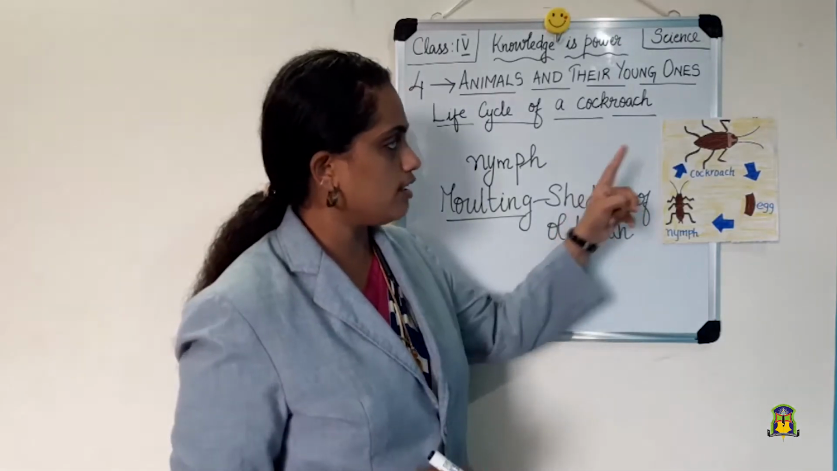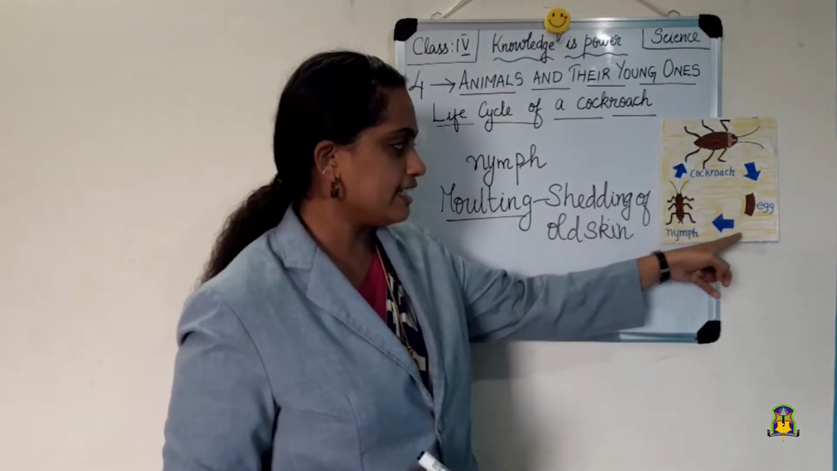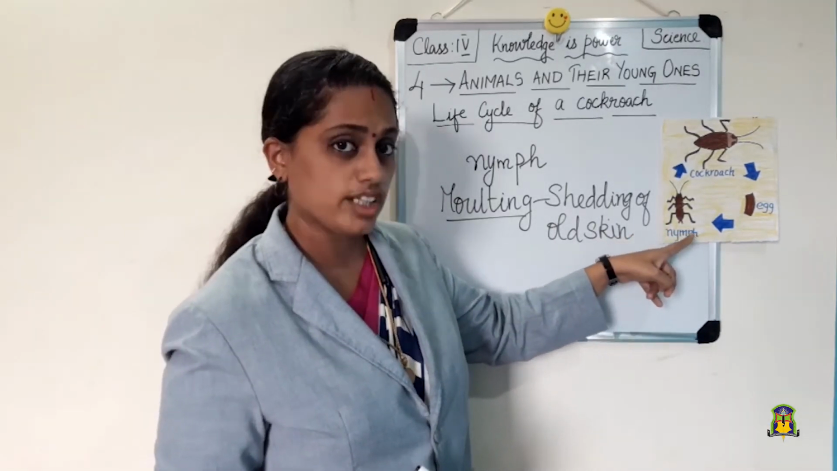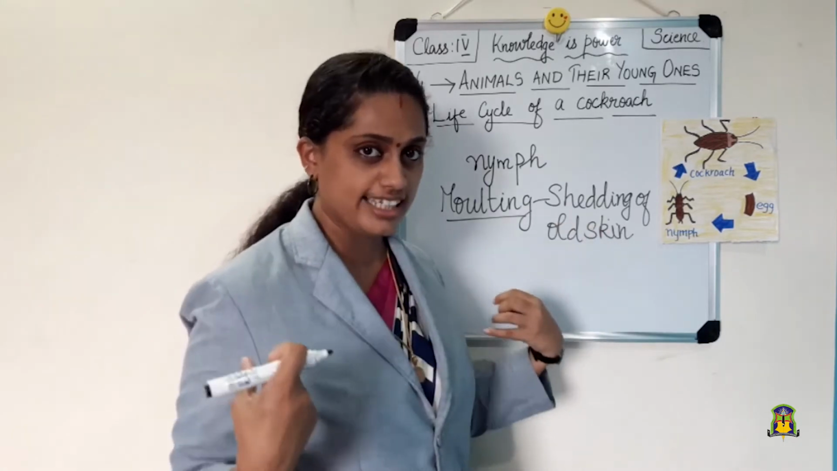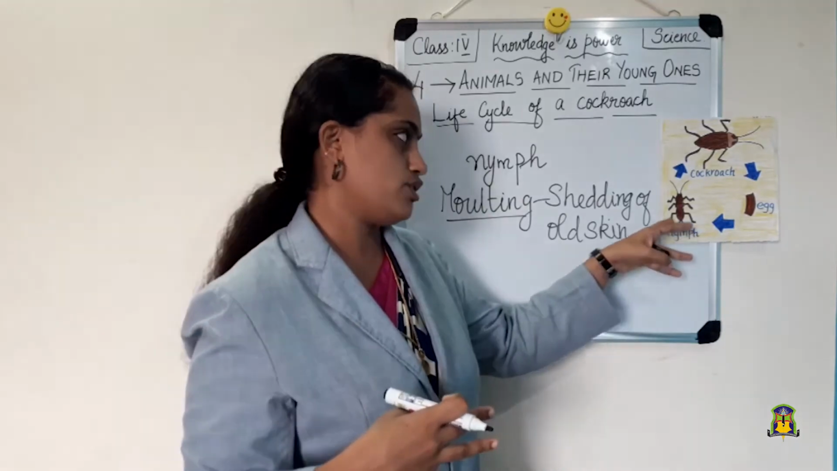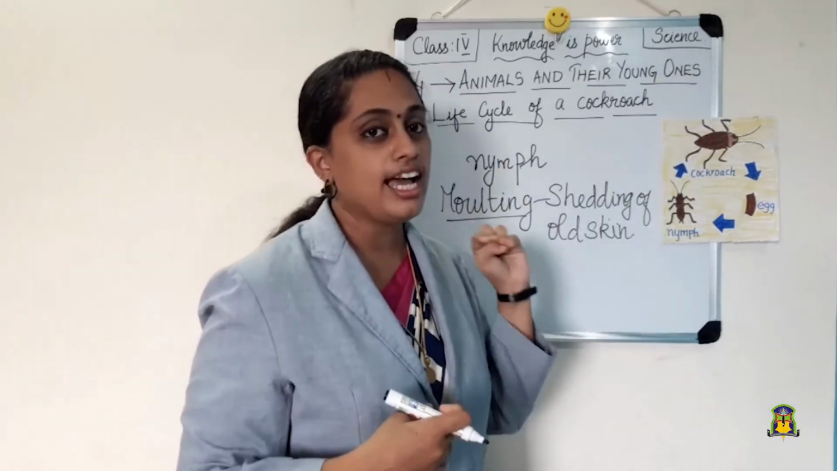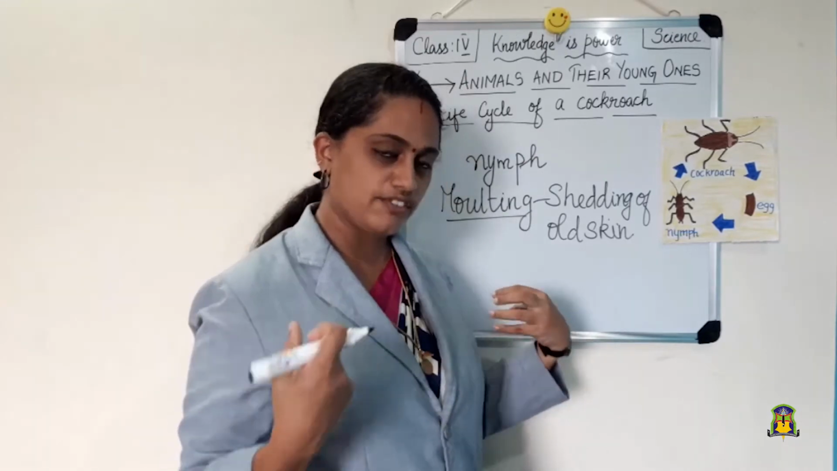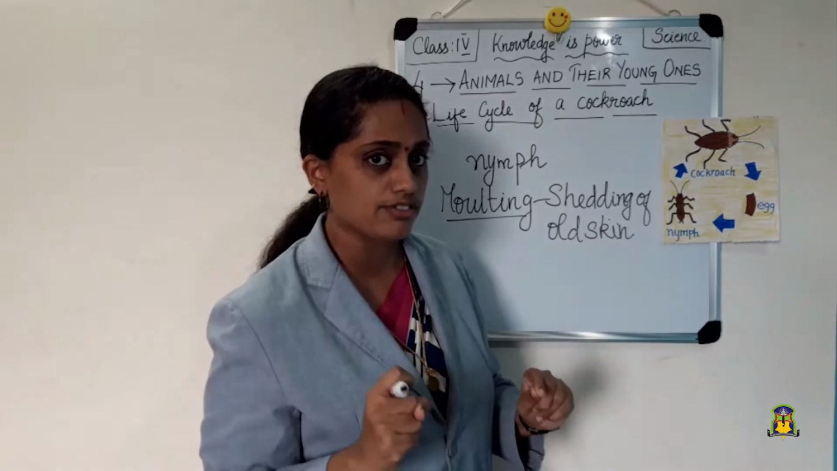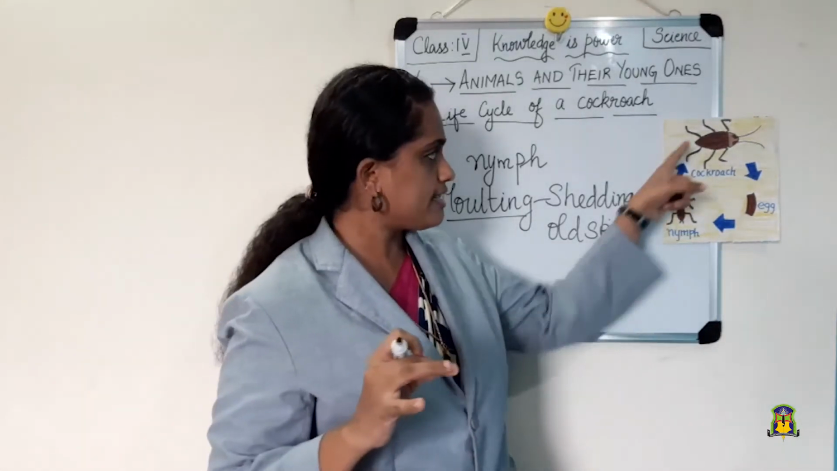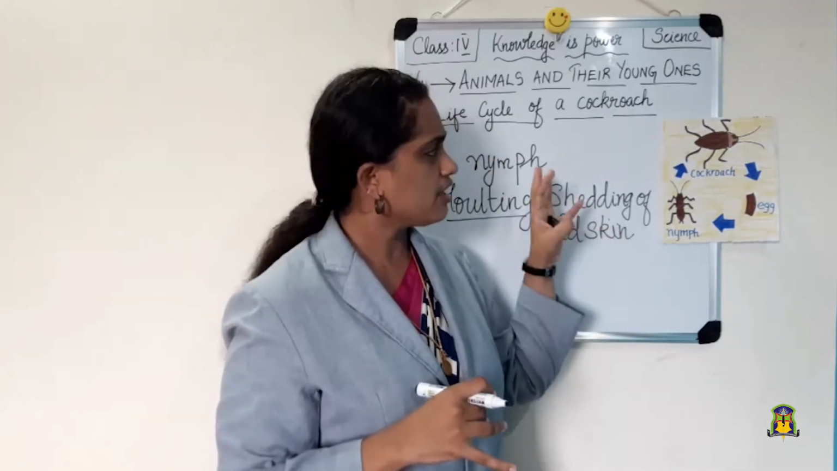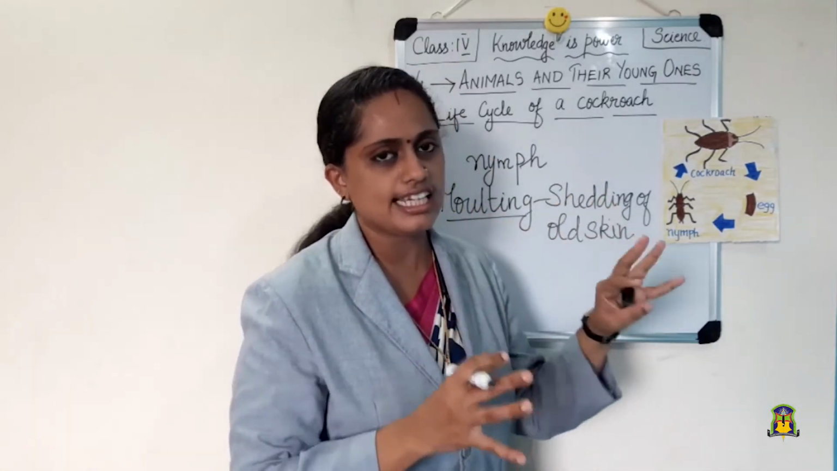So you understood about the life cycle of a cockroach. From the egg, the baby cockroaches are coming out. Baby cockroaches are called nymphs. What are these nymphs doing? They will shed their skin many times, several times. After that, what is happening? Slowly, they will be growing to the adult cockroach. So the shedding of the old skin is called molting. So you understood about the life cycle of cockroach? Yes. So how many stages are they having? 3 stages, isn't it? In the same way, grasshoppers are also having 3 stages.